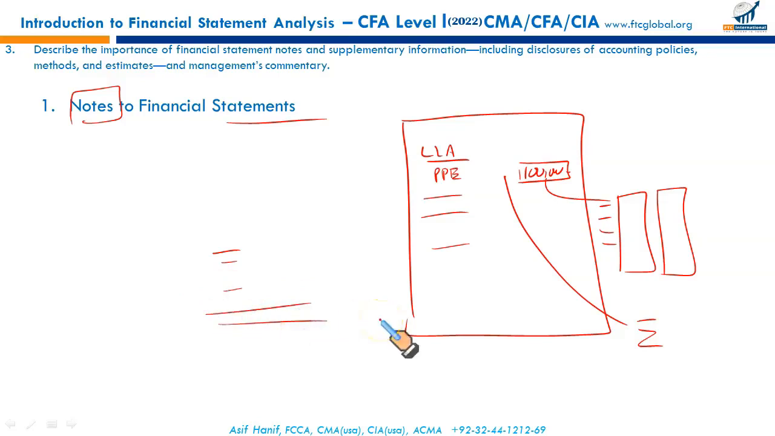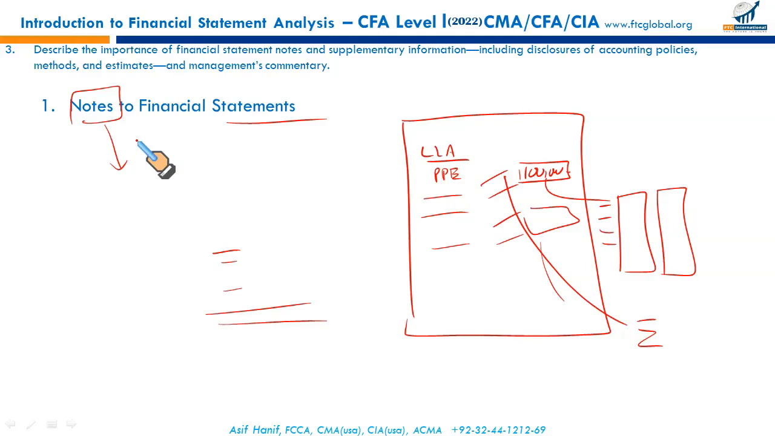Contingencies, any legal action, its ramifications, any prospective business acquisition, the breakup of your individual amounts given in the notes. So all the details relating to the amounts shown on the balance sheet, income statement, cash flow statement, statement of change in equity, they are given in the notes to accounts. Notes to financial statement are an integral part of your financial statement. Without them, your financial statements are incomplete.